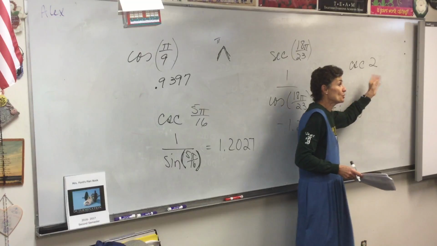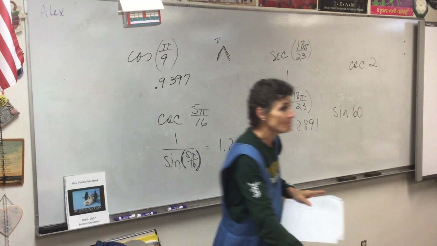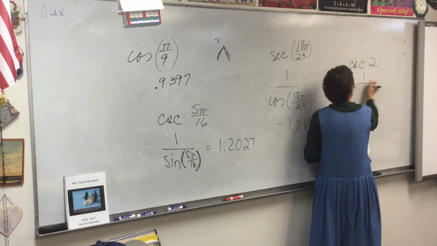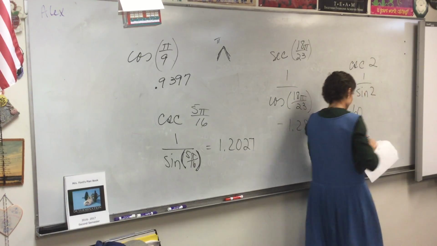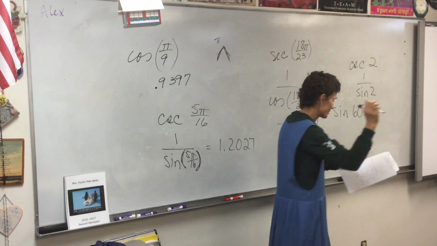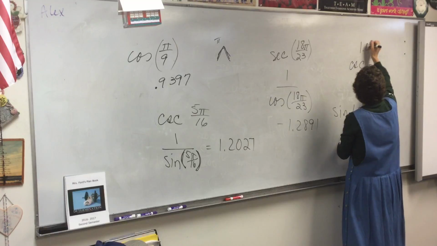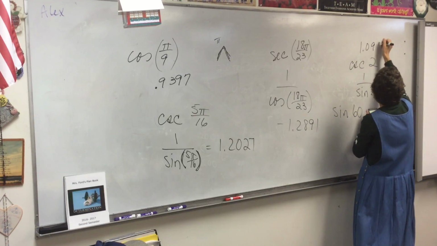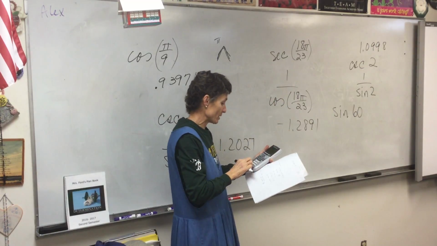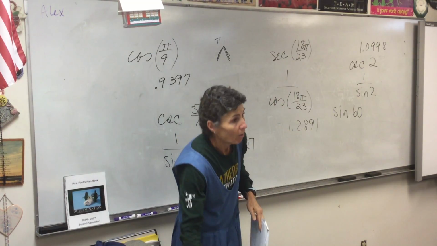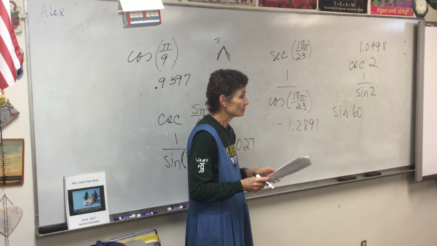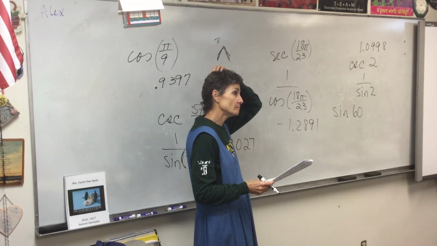All right, cosecant 2, that is a cosecant problem. I don't have a cosecant button, so I'm going to put 1 over sine 2. That's easy. 1 divided by sine 2 equals 1.0998. I'm just arbitrarily rounding off to 4 decimal places. On a test or quiz, there'll be some directions for you. Are you okay with that?